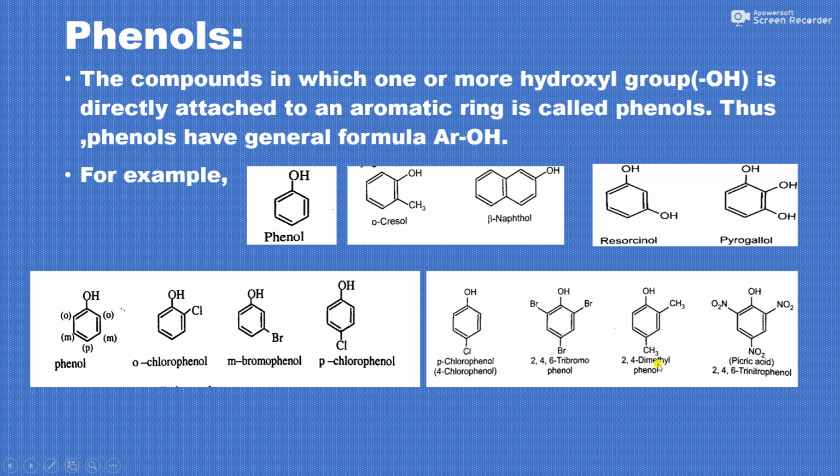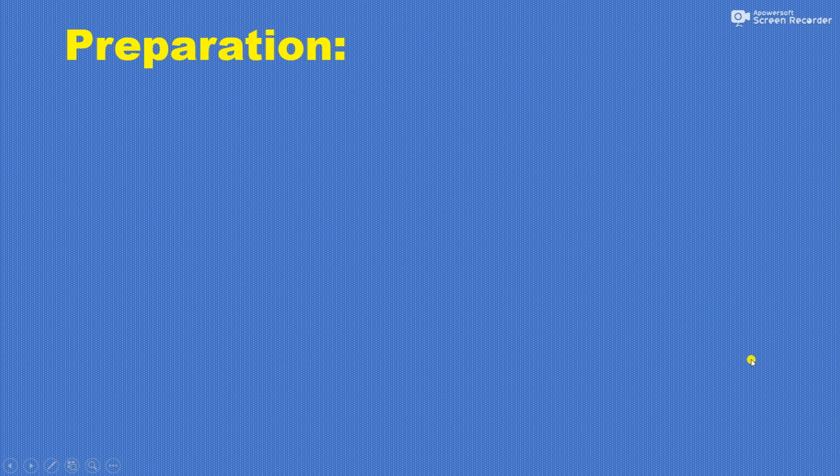Then 2,4,6-tribromophenol. The next one is 2,4-dimethylphenol, and the next one is 2,4,6-trinitrophenol. This compound is also known as picric acid. So we have seen several examples of phenols, substituted phenols and simple phenol. Now we are going to discuss how phenols can be prepared.